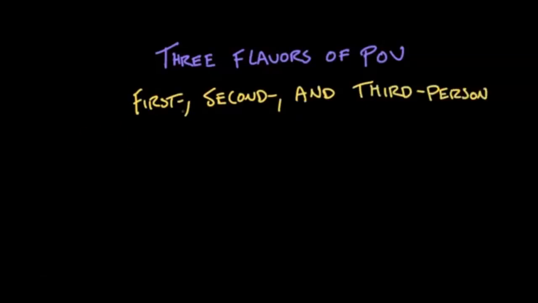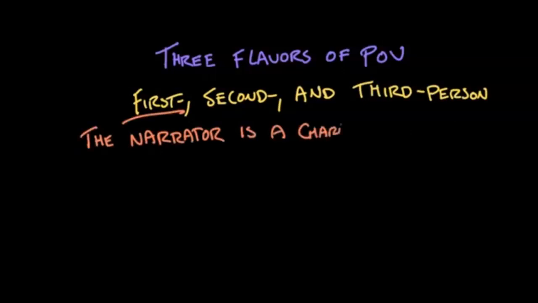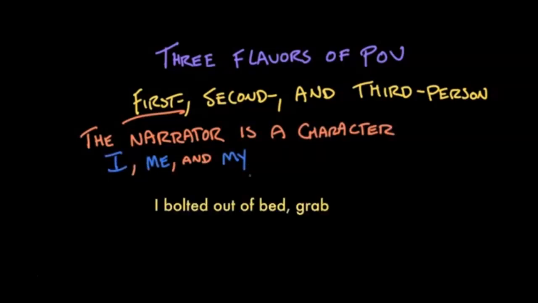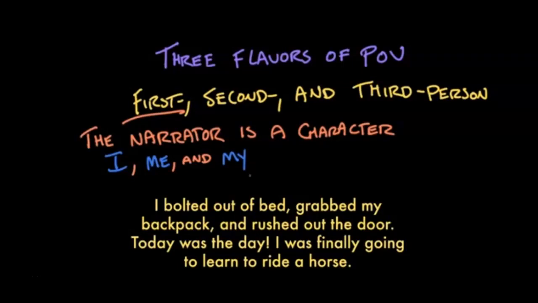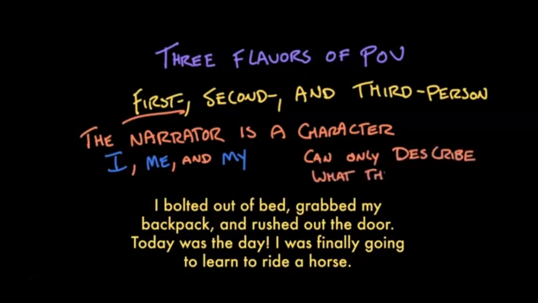First person is when the narrator is a character in the story. They use words like I, me, and my. Here's an example. I bolted out of bed, grabbed my backpack, and rushed out the door. Today was the day I was finally going to learn to ride a horse. First-person narrators can only tell us the parts of the story that they experienced or already know about. If something happens that the narrator doesn't know about, we, the reader, won't know about it either.